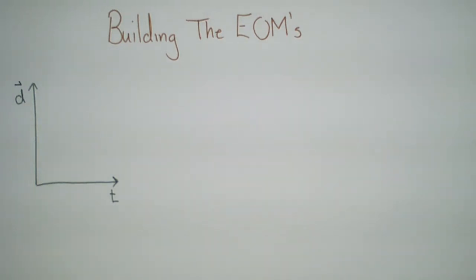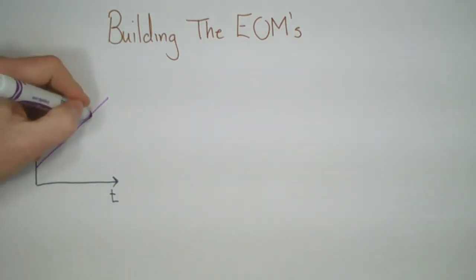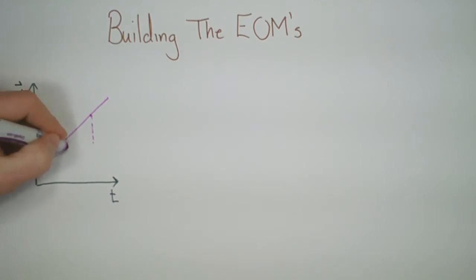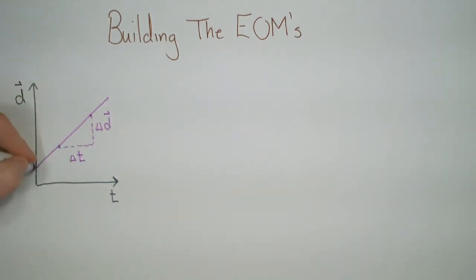We will now look at building the equations of motion. If we consider a position time graph, where position is labeled on the y and time is on the x, we can consider an object that moves, so that it produces a straight line in the position time graph. With a straight line, we can calculate the slope, which will be delta d over delta t, where it starts at some position, what we call d0.